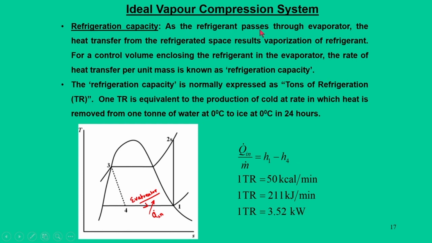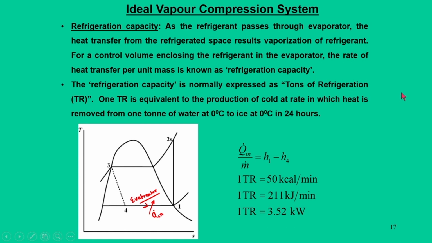As the refrigerant passes through the evaporator, the heat transfer from the refrigerated space results in vaporization of the refrigerant. Now, considering a control volume enclosing the refrigerant in the evaporator, the rate of heat transfer is known as the refrigeration capacity. In our terms, the refrigeration capacity is normally referred to as tons of refrigeration.